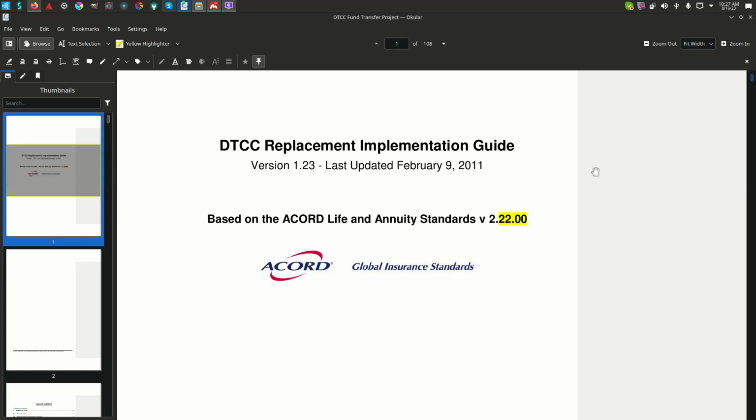of mind. What you're looking at right now on my screen is the DTCC replacement implementation guide. And this is based upon the CORE life and annuity standards. A lot of folks don't understand that the DTCC is directly in correlation with the CORE, which deals with global insurance standards. That's why those of you that deal with commercial insurances such as tractor trailer insurance and so forth, you're using those certificates of insurance that are coming from a CORE.